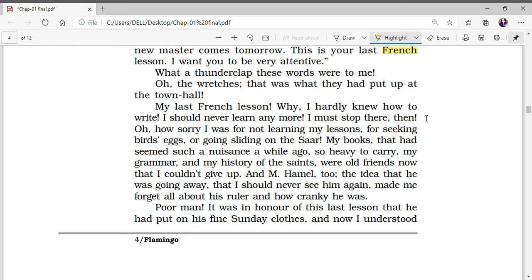"What a thunderclap these words were to me." So how were these words to this particular child? They were a thunderclap. This child is shaken to his core. "Oh, the wretches, that was what they had put up at the town hall." So now he can relate to the past event of the bulletin board, where everybody was reading something. So what was that thing? This was the thing: that they have lost to Prussia.